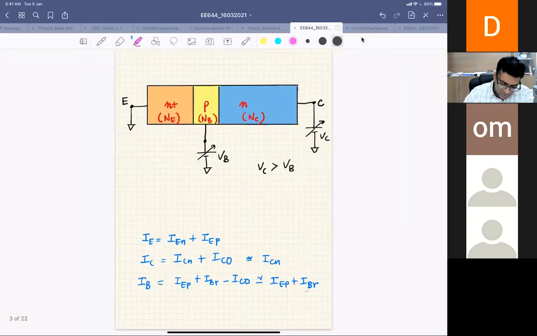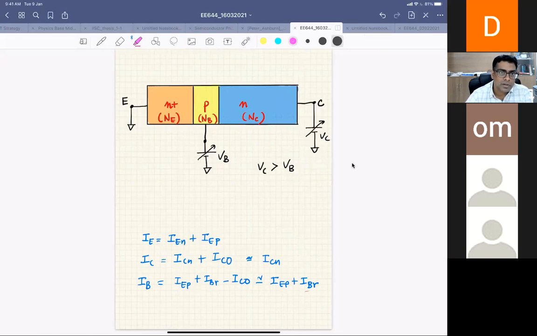So we also looked at the operation. We looked at three modes of operation. One is cutoff. Generally in a bipolar junction transistor, your base emitter junction is the input port. So either you forward bias the base emitter junction or reverse bias it. We say the transistor is on when the base emitter junction is forward biased, right?